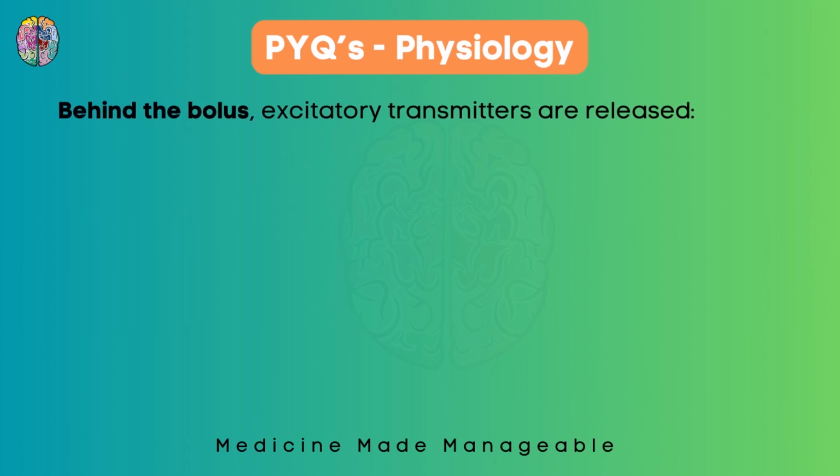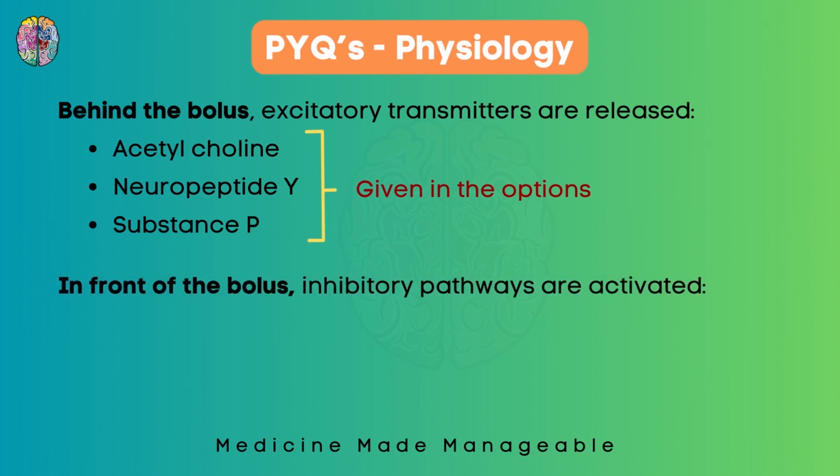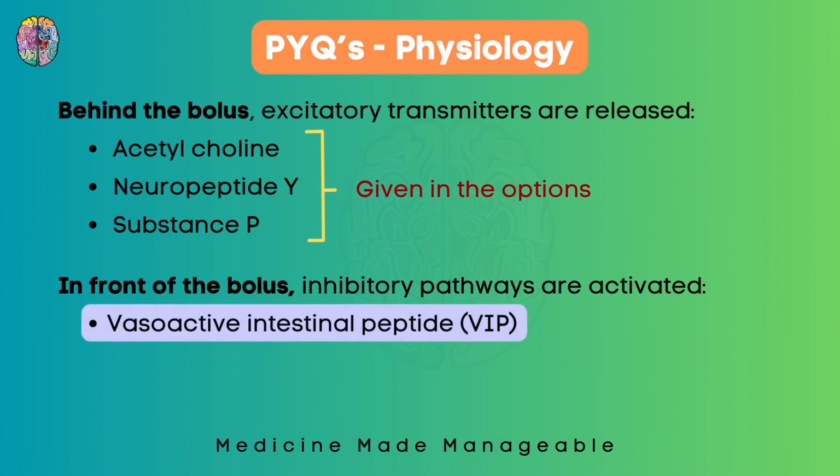Now, what are the neurotransmitters acting here? So behind the bolus, as we saw, there was a concentric ring that was being formed. This is formed due to acetylcholine, neuropeptide Y and substance P. If you remember, all of these three were given in the options. So these three are not the correct answer. In front of the bolus, as we just saw, dilation is seen. This occurs due to vasoactive intestinal peptide and nitric oxide.